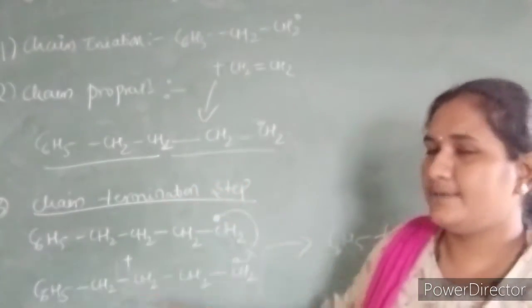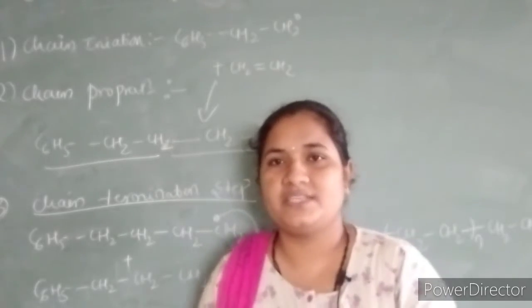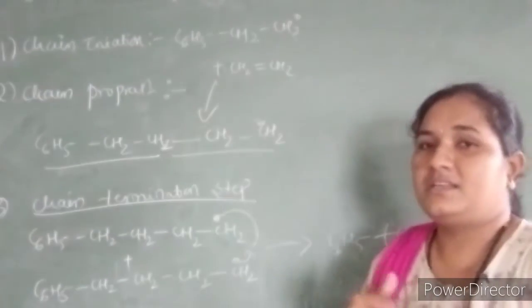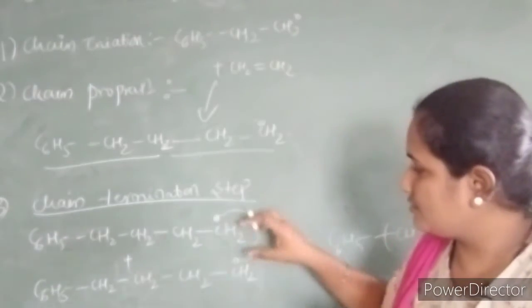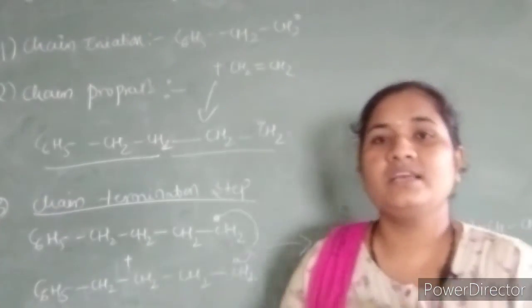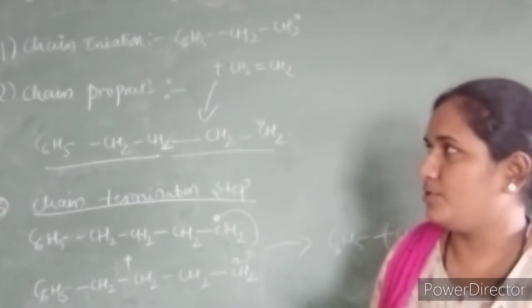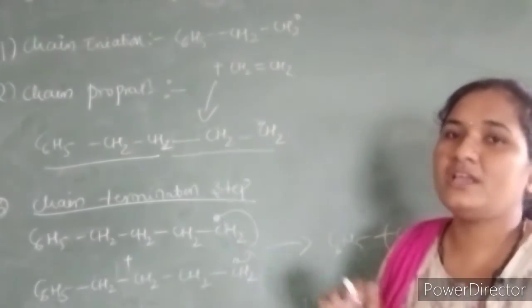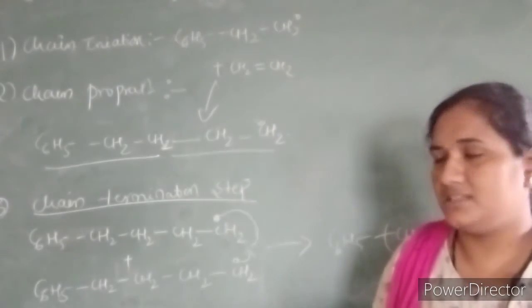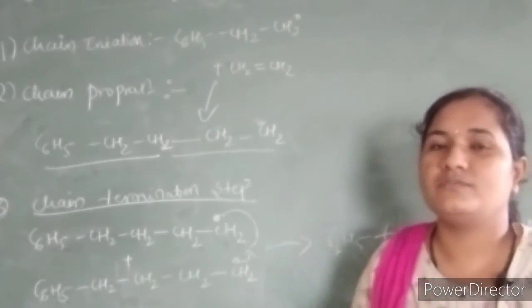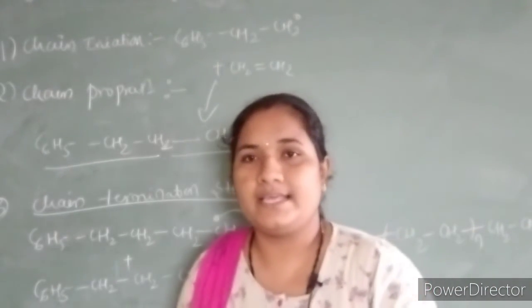Then in the last step, the termination of the chain takes place by the reaction of two such molecules through the formation of a bond between the carbon atoms. So this is the polymerization process, and it occurs through the free radical mechanism. In this way we get the formation of polyethylene.